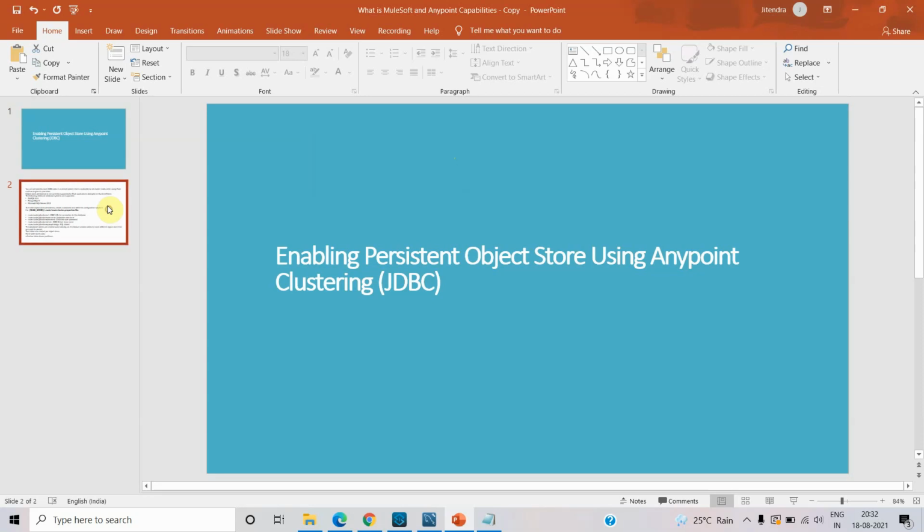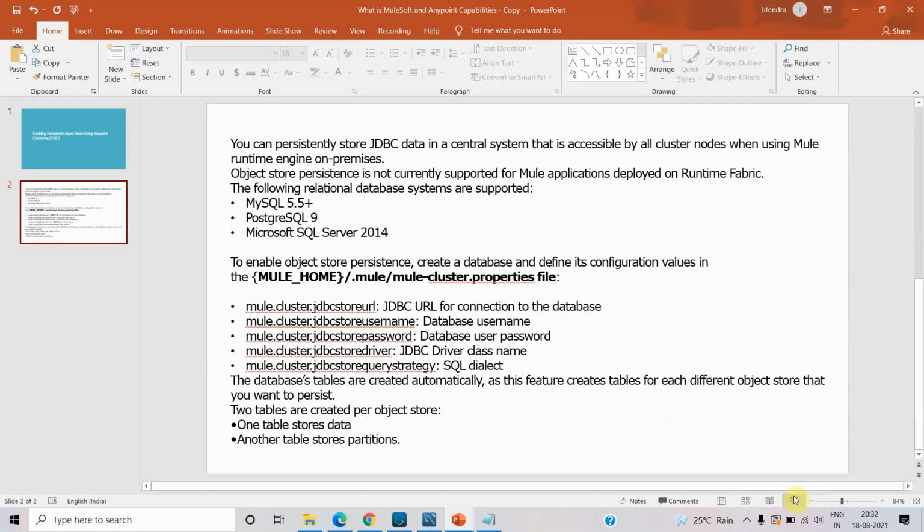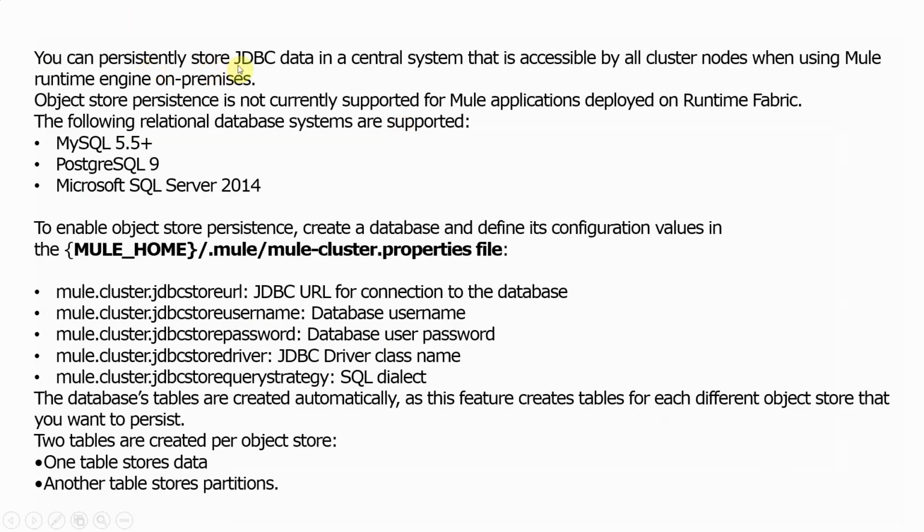So let me go through one slide. You can persistently store JDBC data in a central system that is accessible by all the cluster nodes when using the Mule runtime on premise. So this is applicable for on premise only. You can persist the object store data in JDBC, and that data can be shared by n number of nodes in the cluster. There can be two nodes or four nodes, and they can share the same data.